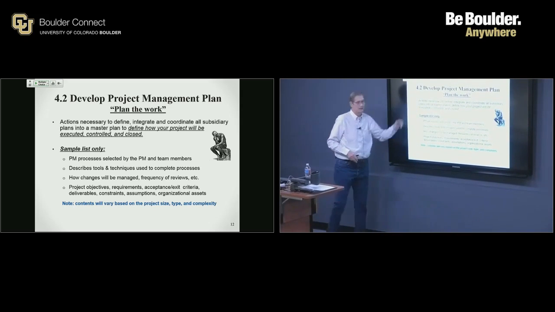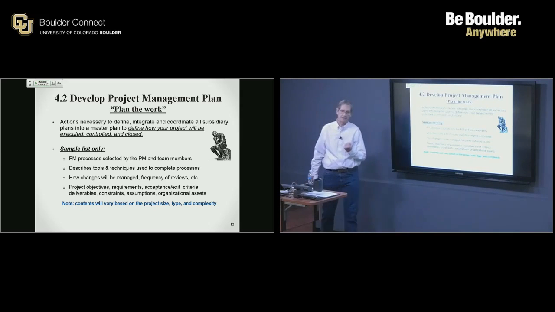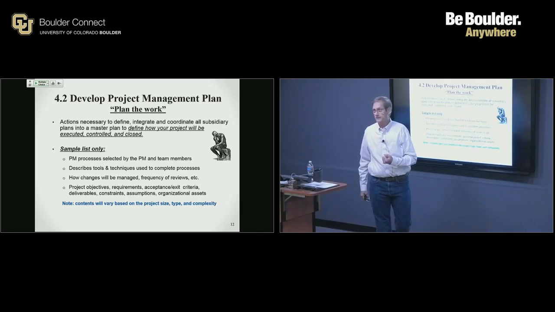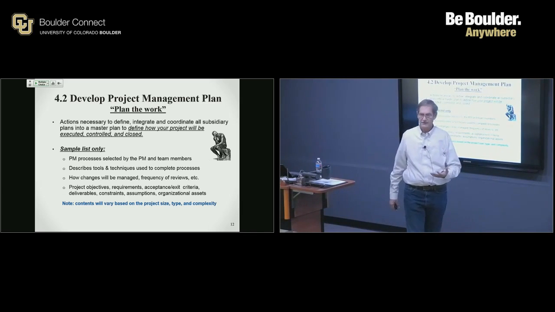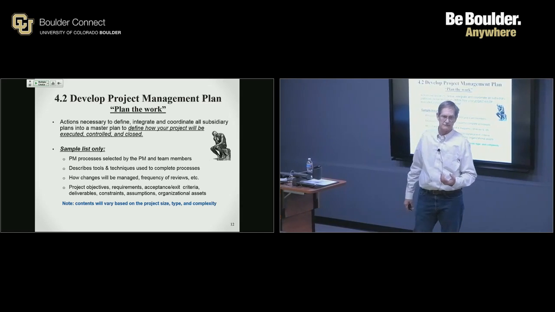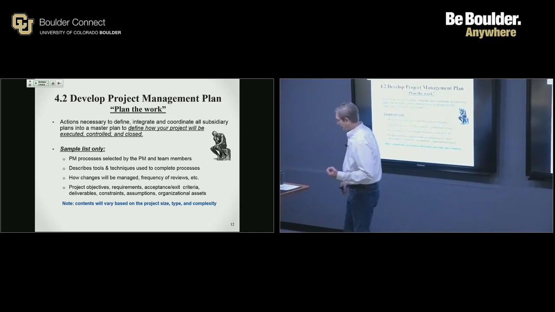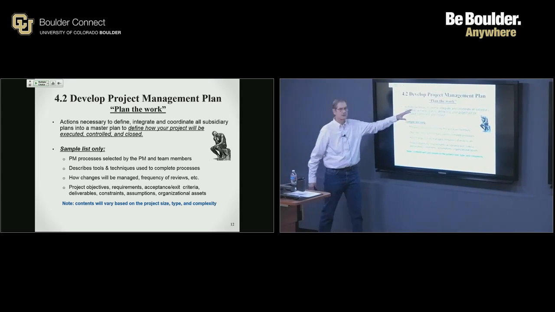Next step. This is chapter 4, process number 2. Now that I've got the authorization, I've got the charter approved, the very next step, and you're going to do this for your team projects, is to develop a project management plan. Now, initially this could be 6 pages or 8 or 12 or 50 pages. It's all about depending on where you're at in the project life cycle. So there's a template out there, but it's about planning the work.